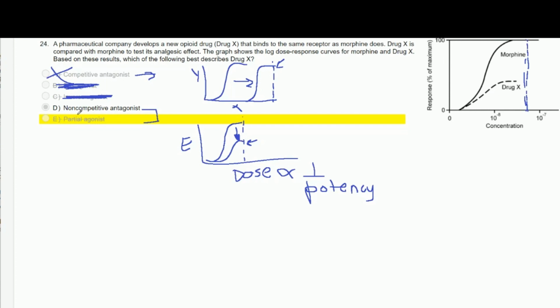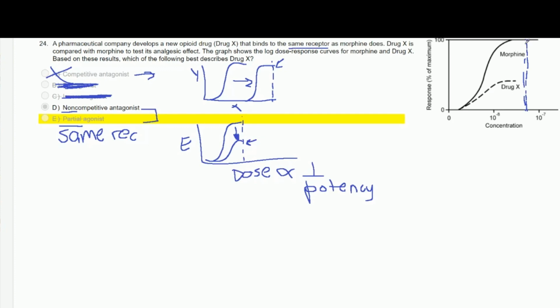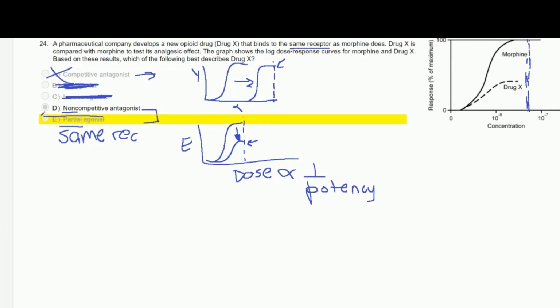So how do you distinguish between non-competitive antagonists and partial agonists? Well, a non-competitive antagonist acts on not the same receptor. A partial agonist acts on the same receptor. If you read the stem, you have drug X, it binds to the same receptor, finishes the race at the same time, I know I have a partial agonist.